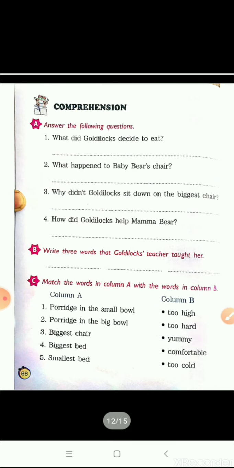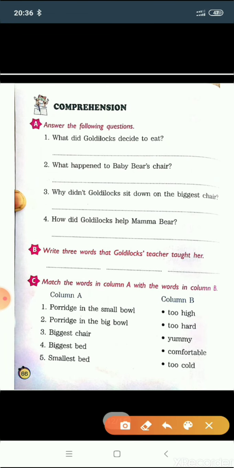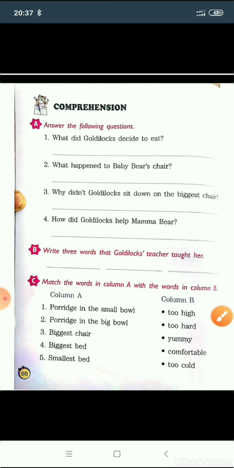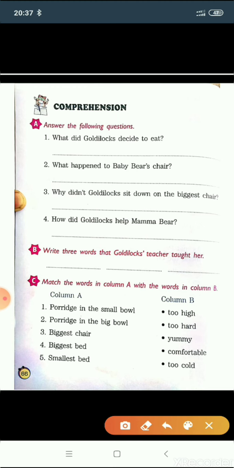First here you will write sorry, then please, and then thank you. First word was sorry, then please, and then the third word was thank you.